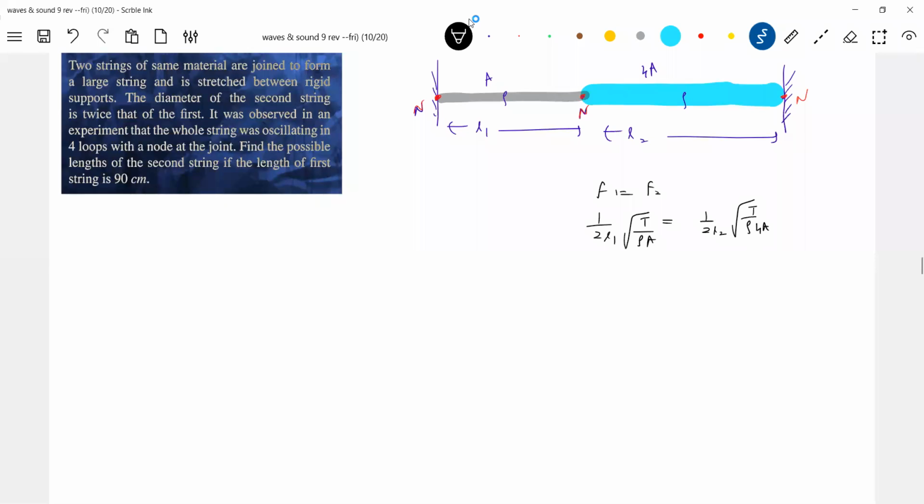Fundamental frequency, because frequency must be equal. I'm just trying to get the relationship between L1 and L2. If they're fundamental, this I think is not needed. Between L1 and L2, your total number of loops are 4 now. If the total number of loops are 4, yes, I have to.